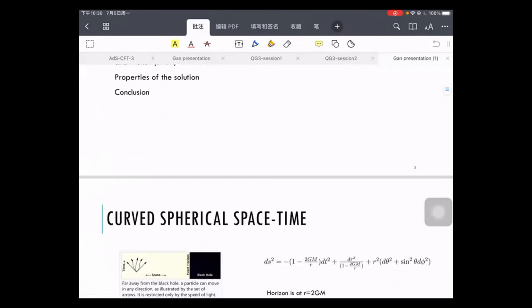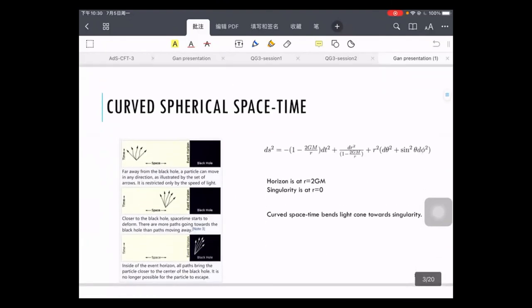So we know for curved spherical space-time, the most familiar space-time to us is the Schwarzschild space-time. We know the horizon is at r equals 2GM and the singularity is at r equals 0. And this curved space-time bends the light cone towards the singularity. And all things happen in the black hole interior and the space-time breaks down at the singularity.